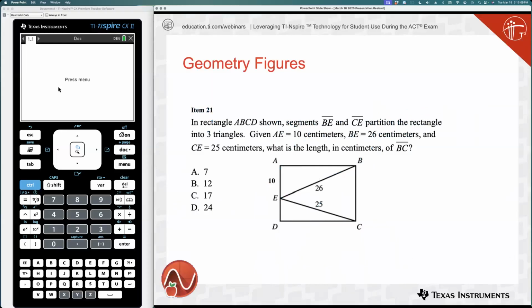I'm going to pose the question to the audience here. What do you know about geometry figures in the ACT? Is there any burning information that people already know? Go ahead and use that chat and submit your answer there. Send it on in. What do you already know, if you know anything about the geometry figures?